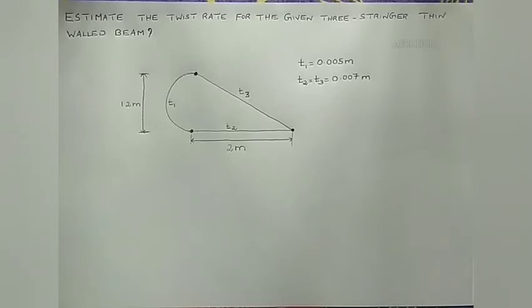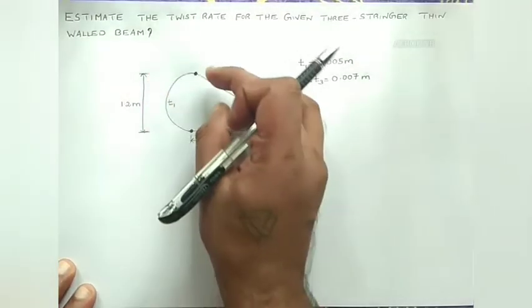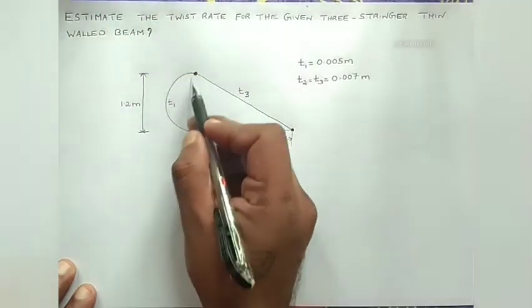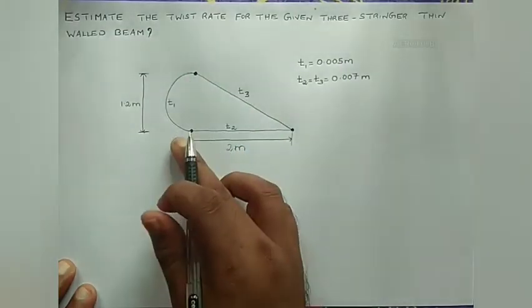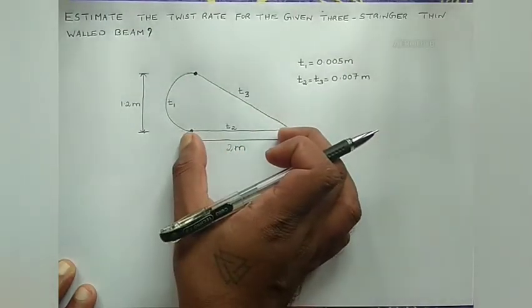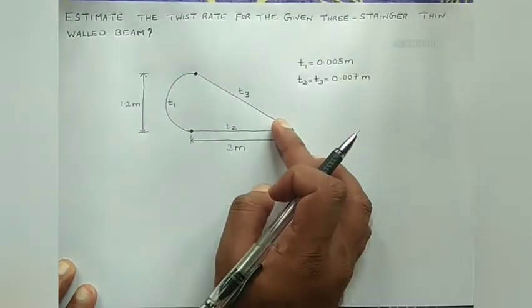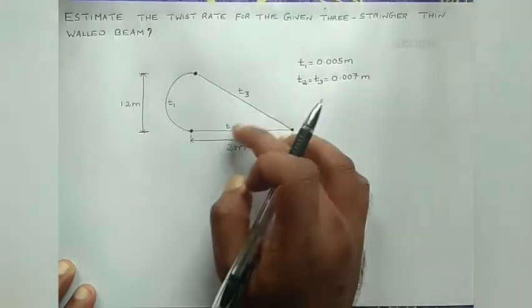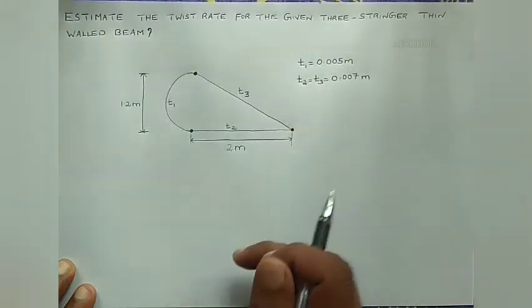In the last lecture we discussed how to estimate the twist rate of a thin-walled structure, and in this lecture we will find out the twist rate of a section which is like an airfoil. You can see in this section they have given the dimensions. This dimension is 2 meter and this vertical height is 1.2 meter, and they have given the thickness of this curved web, the lower flange and the inclined flange. T1 is equal to 0.005 meter and T2 and T3 are equal, that is 0.007 meter.